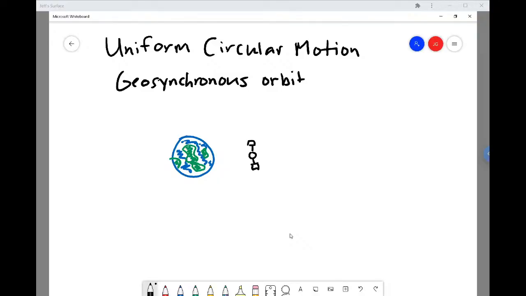Okay, so here's a little picture of the Earth with a satellite, and the satellite's moving in circular orbit. So it's going around the Earth in a circular path, and as this is happening, the Earth is also rotating. And so geosynchronous orbit is one where the period, the amount of time it takes to go around this orbit, is equal to 1 day, 24 hours.